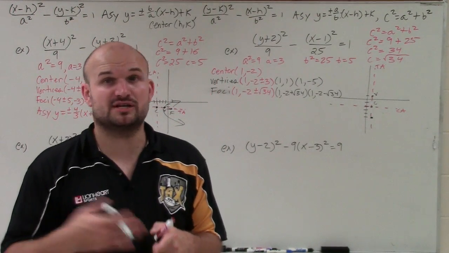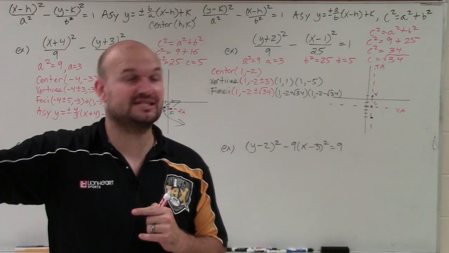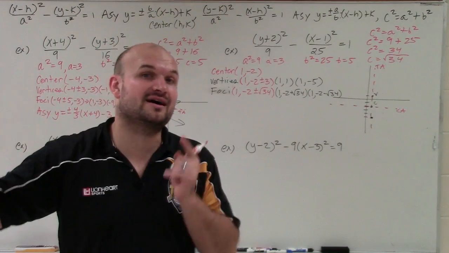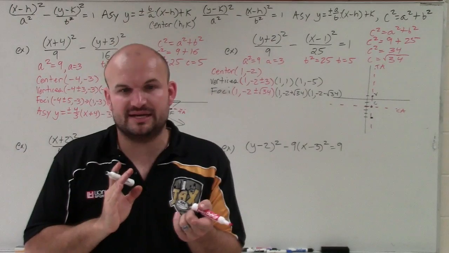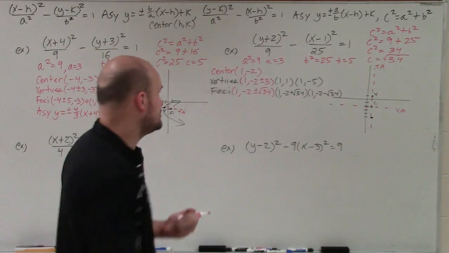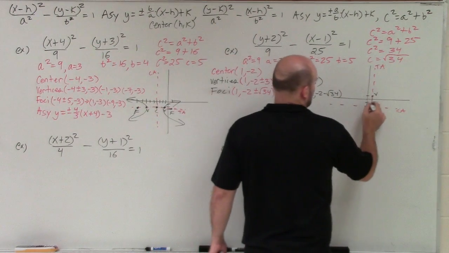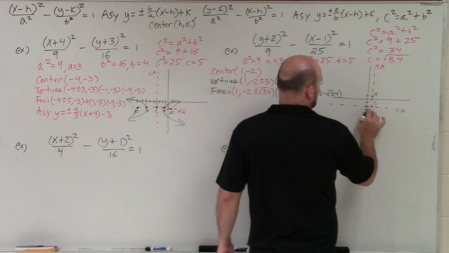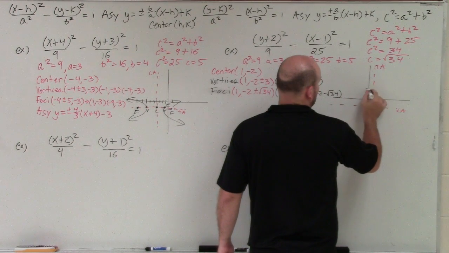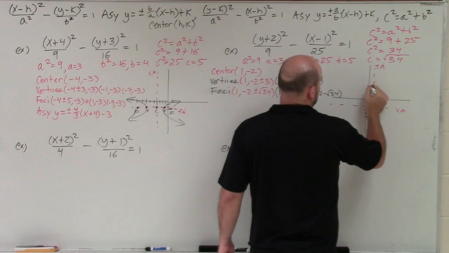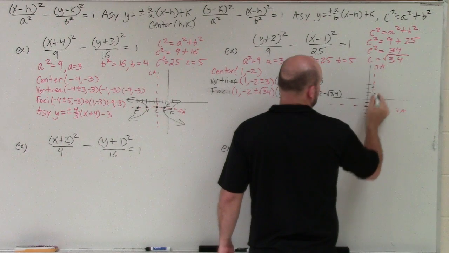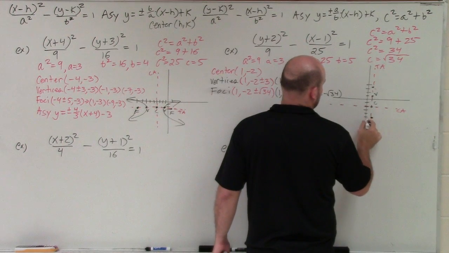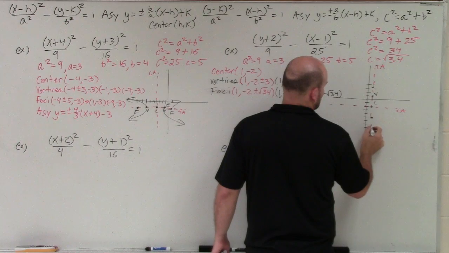We know that 5 squared is 25. 6 squared is 36. So 34 is between 25 and 36. So it's going to be 5 point something. So if I just wanted to graph this, from my center, I'd go up 5, 1, 2, 3, 4, 5, 6. So it's between 5 and 6. And from here, 1, 2, 3, 4, 5, 6. So it's in between 5 and 6.